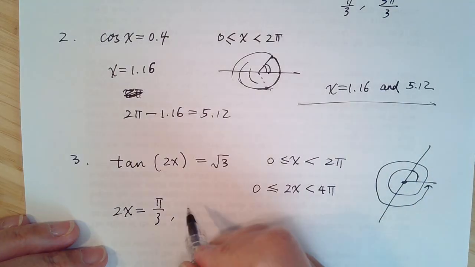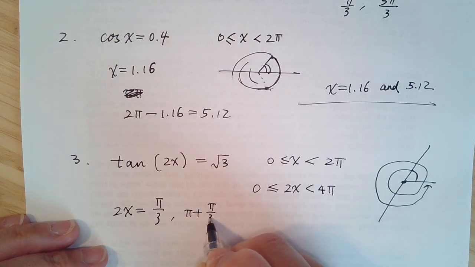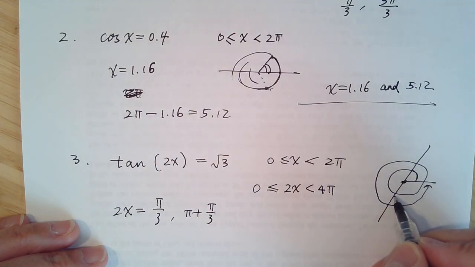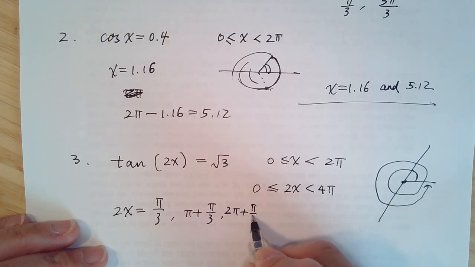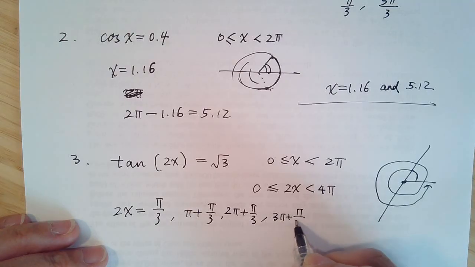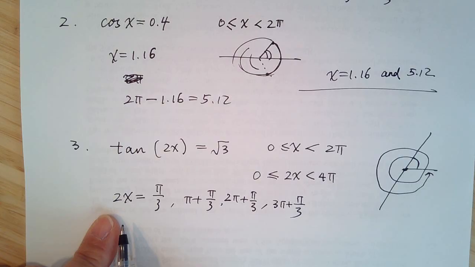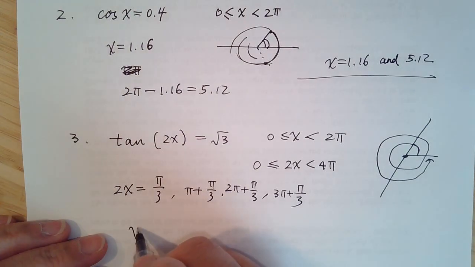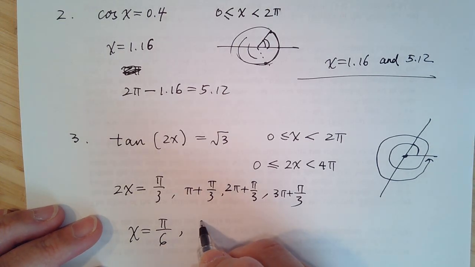Keep going. So that will be pi plus pi over 3, right? You go from here to here, you go pi, and then you go 2 pi plus pi over 3, and then one more. So 3 pi plus pi over 3. So these are the 2x. So you just need to divide it by 2. So my x will be pi over 6. And this is a 4 pi over 3. So that will be 4 pi over 3 divided by 2 will be 2 pi over 3.